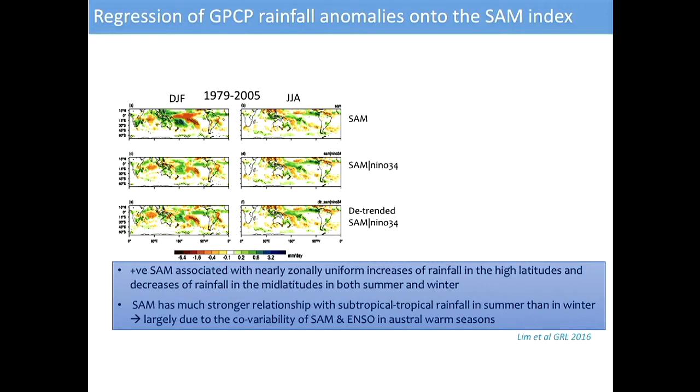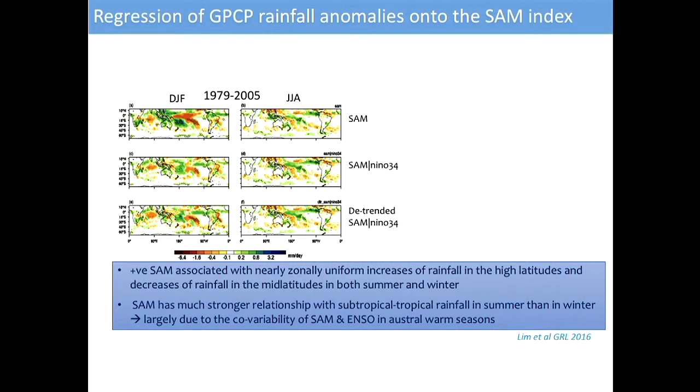And then this is a more hemispheric view. Sorry, this is a bit small, but this is now for DJF and JJA, so summer and winter. And these are regressions of the SAM onto rainfall. So you see it's not just Australia that has a strong relationship with the SAM, but it's a broader hemispheric view. It's somewhat zonally symmetric if you squint a bit.